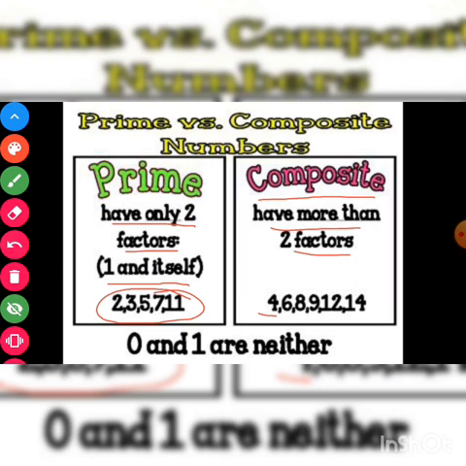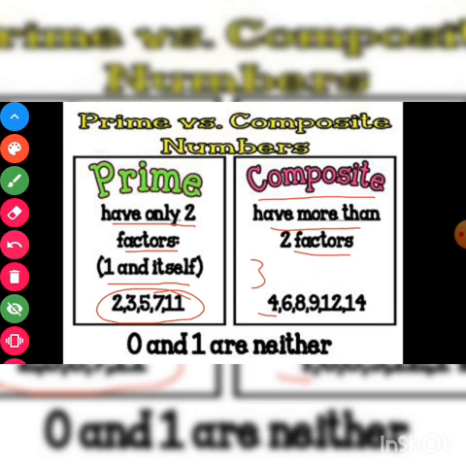Similarly, if you go through 9, if you see the factors of 9, 9 is divisible by 3, and as you know, the number itself and 1 are the factors of the number, so it has three factors, so it is again a composite number.